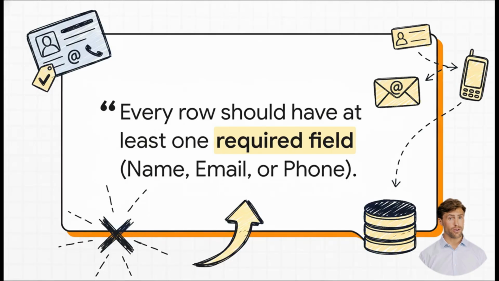Let's really focus on this for a second, because this is the golden rule. Without a name, an email, or a phone number, the system has no way to identify the contact. It can't create the record. A row without at least one of these 3 things is basically just a ghost in the machine.